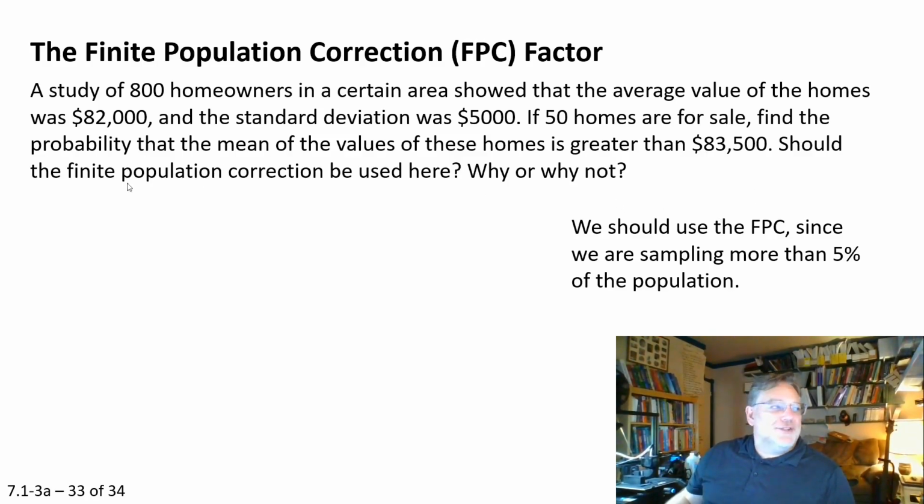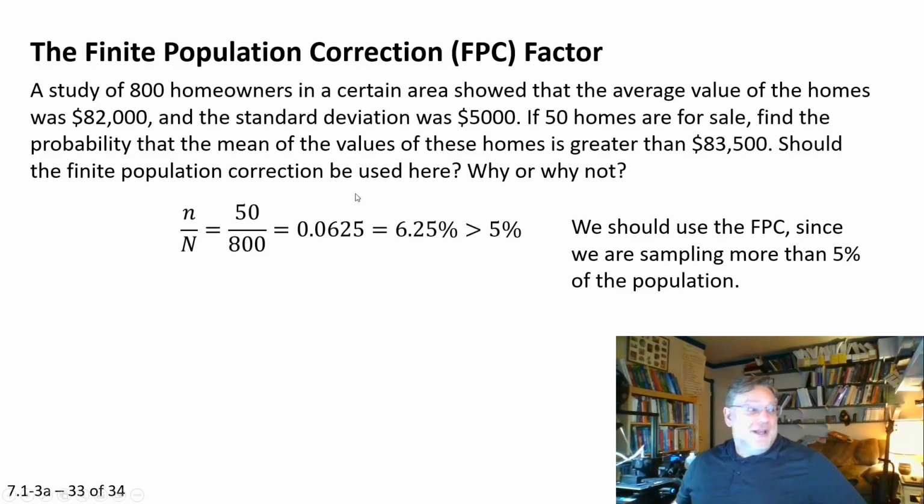Should the finite population correction be used here? Why or why not? Well, we're sampling 50, and there's 800 homeowners here. 5% of 800 would be 40, and we're sampling more than 40. So we should use the finite population correction factor here. And so this is just a way of describing what I just did here. The sample size divided by the population size is 6.25%. That's more than 5%. So make sure you know how to do this. There are some elements in the homework where they ask you the question, should the finite population correction factor be used here? And you have to be able to answer that.